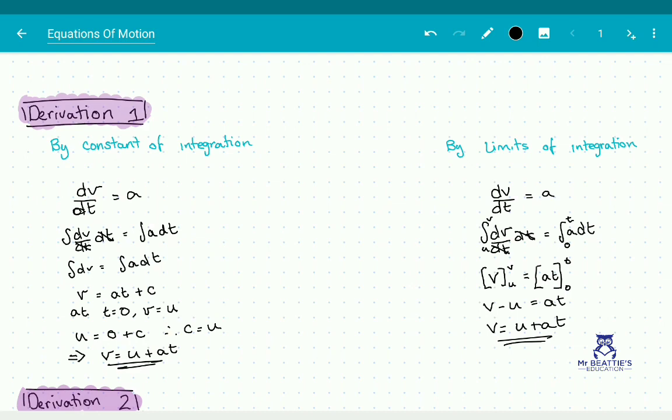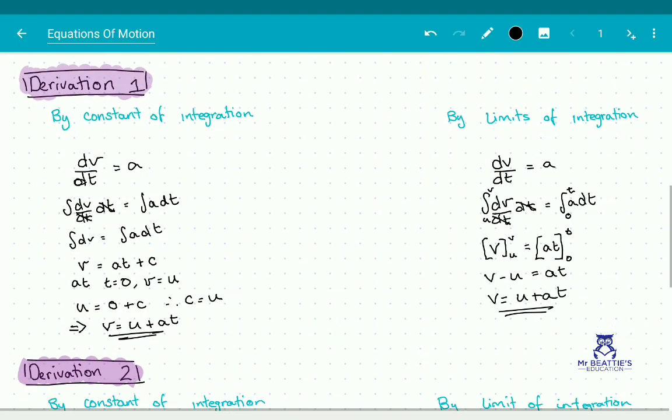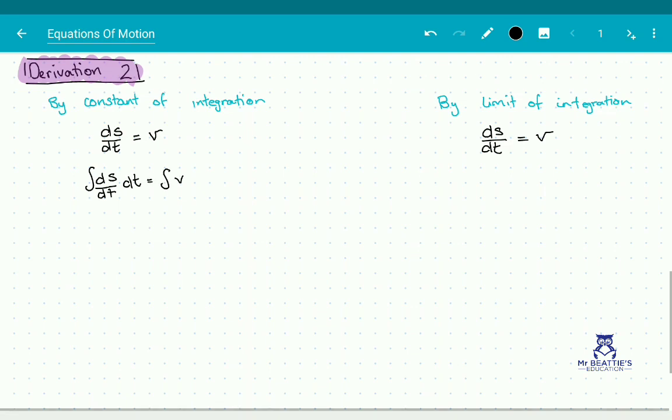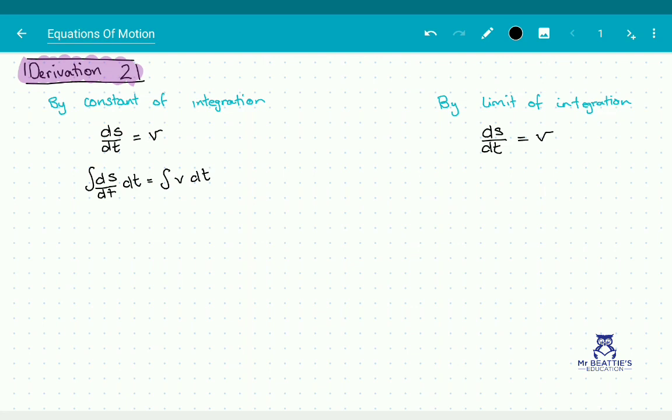We're going to go on and do equation 2, again by both methods. So, first method, we are using the constant of integration. We're going to integrate both sides with respect to t again, so the integral of ds by dt with respect to t is equal to the integral of v with respect to t, but we've just worked out that v is an equation. So the first thing we do is cancel off those two t's, and then we've got the integral of ds is going to be equal to the integral of u plus at with respect to t.